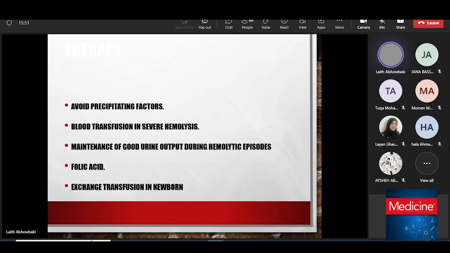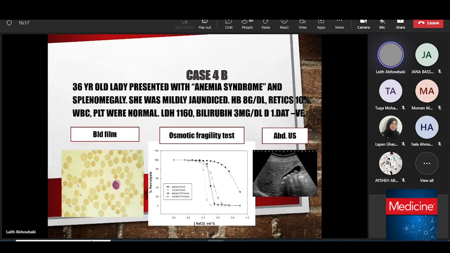So how do we deal with it? We avoid precipitating factors. We transfuse blood in severe hemolysis just for support. Maintenance of good urine output during hemolytic episodes, likely with hydration. Folic acid, we mentioned that before, that the demands for folic acid increase with hemolysis. Exchange transfusion in newborn. So we're done with that.